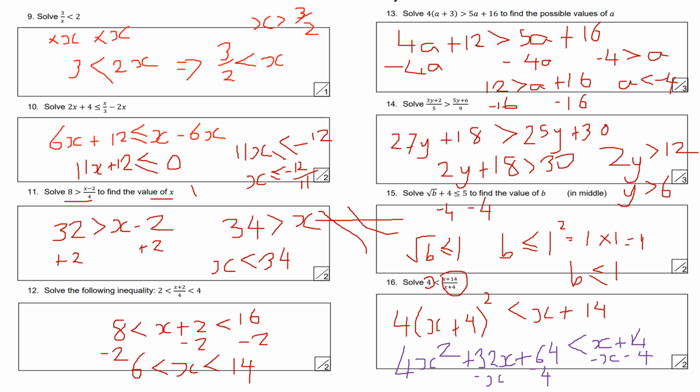Okay, so then I've got 4x squared plus 31x plus 60 is less than 0, guys. So factorize this. If I can factorize it into 2x plus something and then 2x plus something, if that works. Otherwise, it'll be 4x plus something and then 4x plus something.